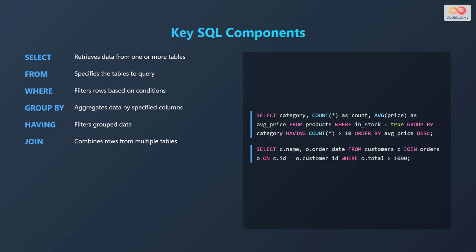Here are a few code examples. The first example selects category, count, and average price from the products table, where the product is in stock. It groups the result by category and orders by average price in descending order. The second query selects customer name and order date from the customers and orders tables using a join operation, where the total order amount is more than 1,000.